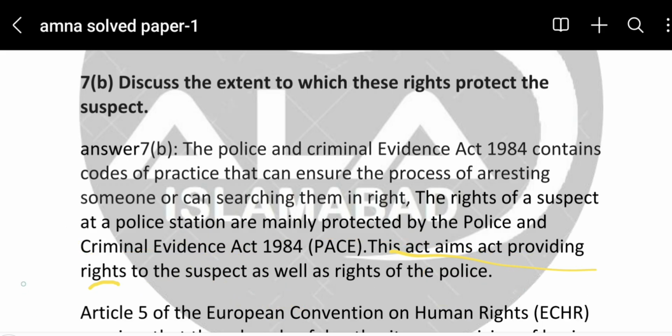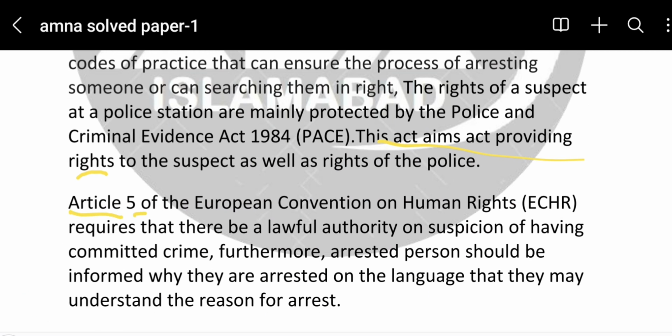After doing so, you have to continue your answer with Article 5. Article 5 of the European Convention on Human Rights, ECHR, requires that there be a lawful authority on suspicion of having committed crimes. So basically you have to say that Article 5 requires that there should be a lawful authority that arrests a person. No one out of nowhere can arrest a person. The police must be legally entitled to arrest a person.